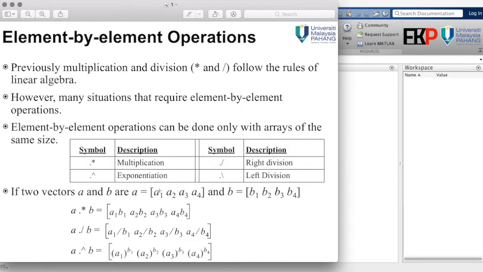So let's say, for example, you have two vectors A and B. So if you do element by element multiplication, A dot star B, you will get A1 B1, A2 B2, A3 B3, and A4 B4. And the same goes for division and also exponentiation.